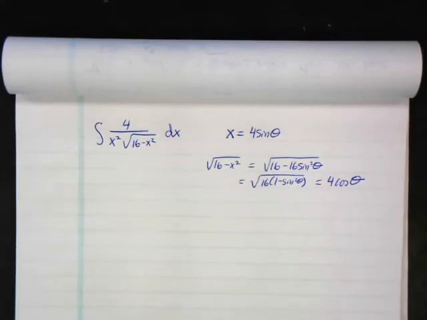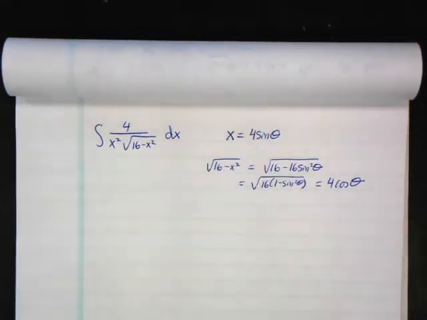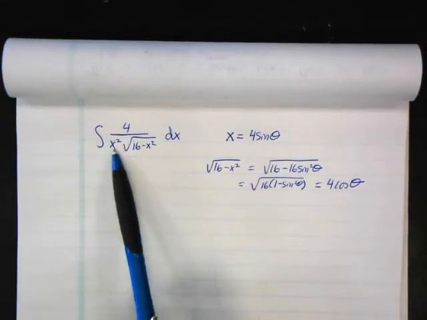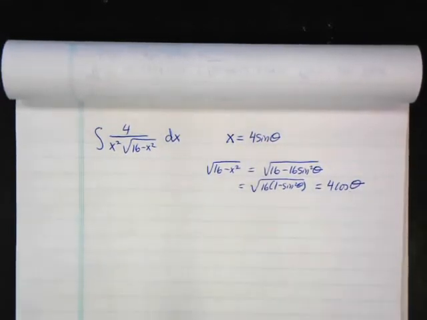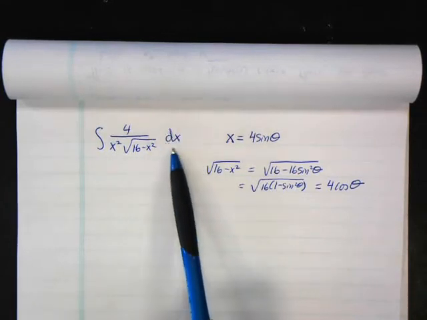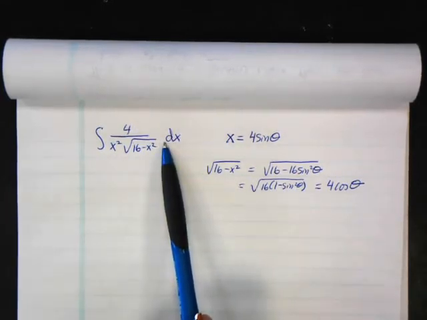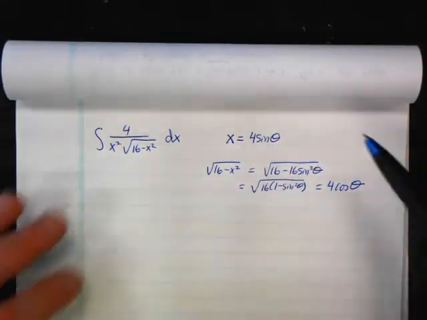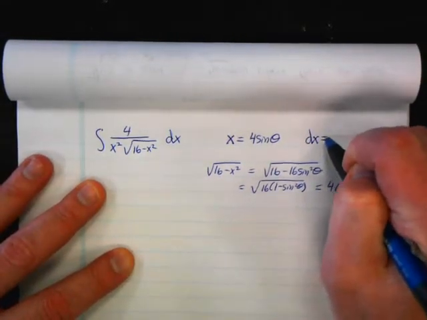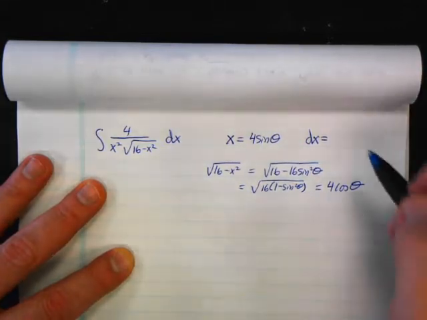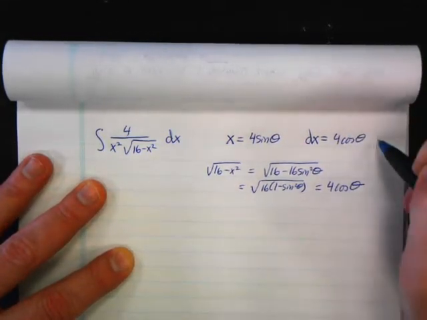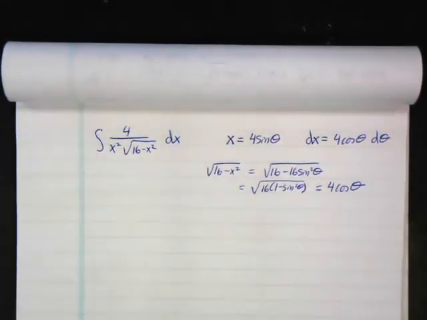So there's my 2 substitutions so far. X is going to be 4 sine theta. So down here for this x squared, I'm going to plug in 4 sine theta. This square root thing is going to be 4 cosine theta. But I also have to substitute for the dx. If x is 4 sine theta, what's dx going to be? Well, what's the derivative of 4 sine theta? 4 cosine theta d theta.